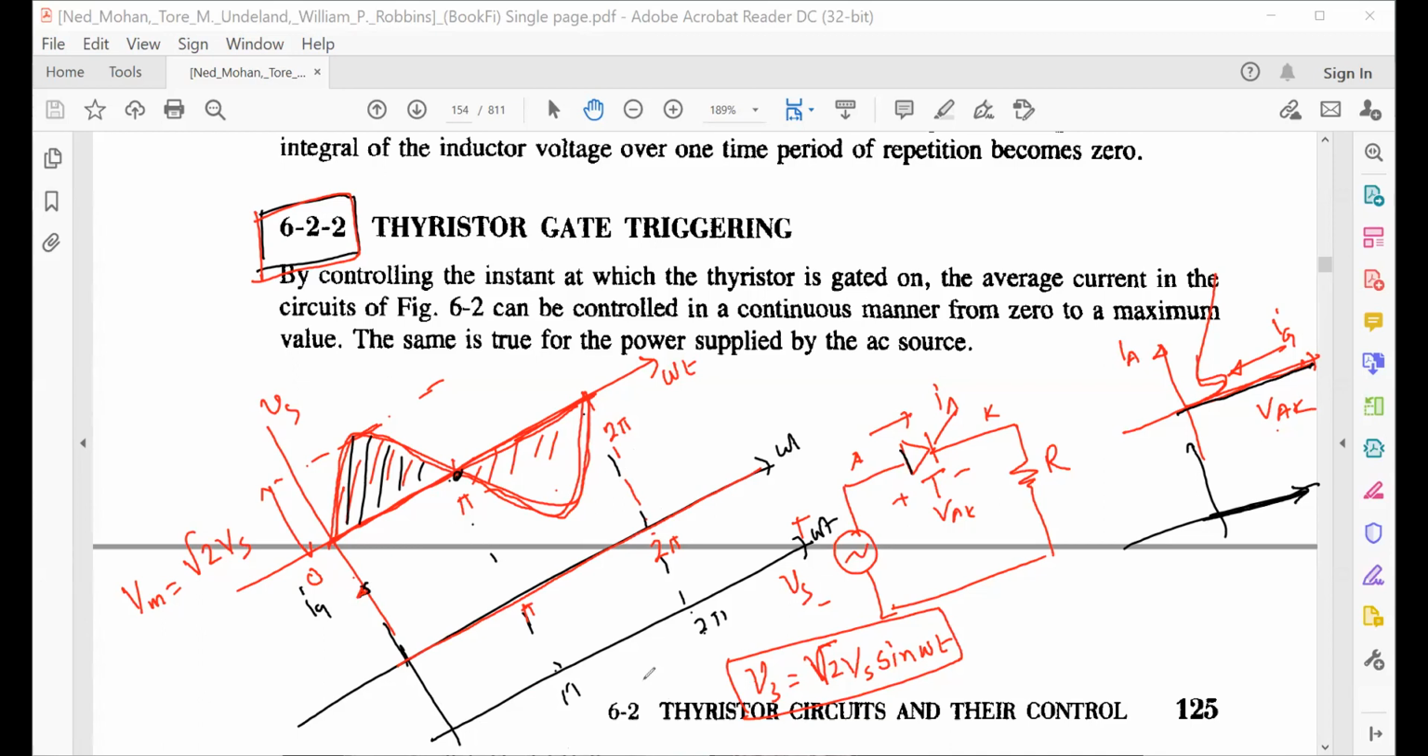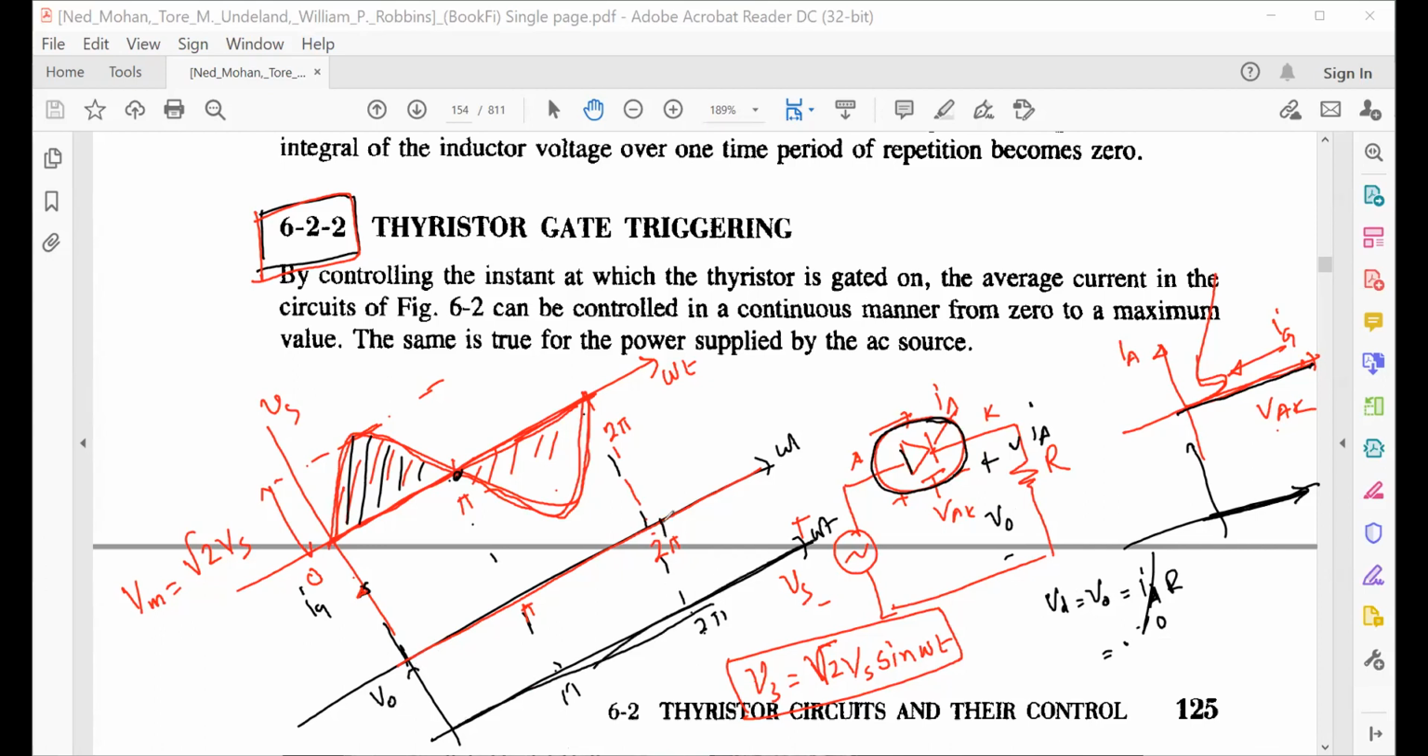That means it will not conduct. What will be the switching position of this thyristor? Turned off. Turned off, right? If it is turned off, then your current IA will be 0. Then the output voltage, sometimes people call it VD, equal to IA times R, whatever IA we have here. If it is 0, the output voltage will be 0. Then you see that the output voltage will be 0, right?